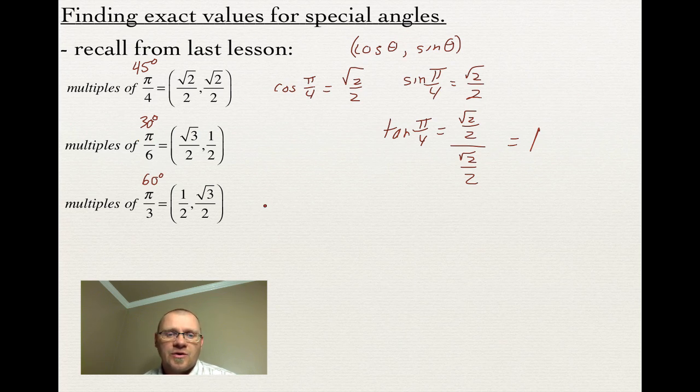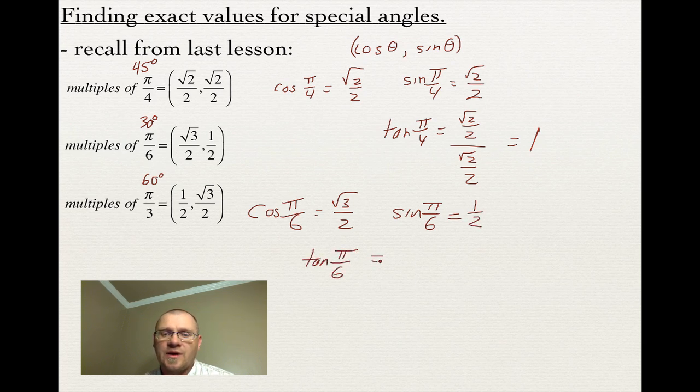So cosine of pi over 6 is going to be root 3 over 2, while sine of pi over 6 is going to be a half. Tan of pi over 6, we'd have to calculate by going sine over cosine, so it's a half over root 3 over 2, which is just a half times 2 over root 3. Those are the rules when you're dividing with fractions. So the 2's cancel out, we get 1 over root 3. We make sure that we can't have roots in the denominator, so we multiply the top and the bottom by root 3. So we get root 3 over 3.